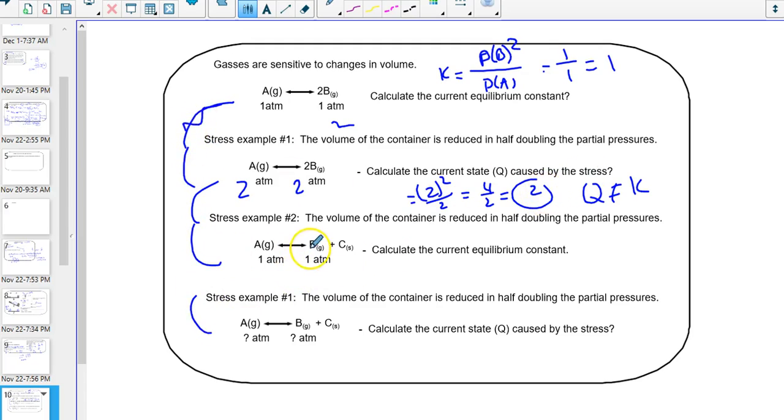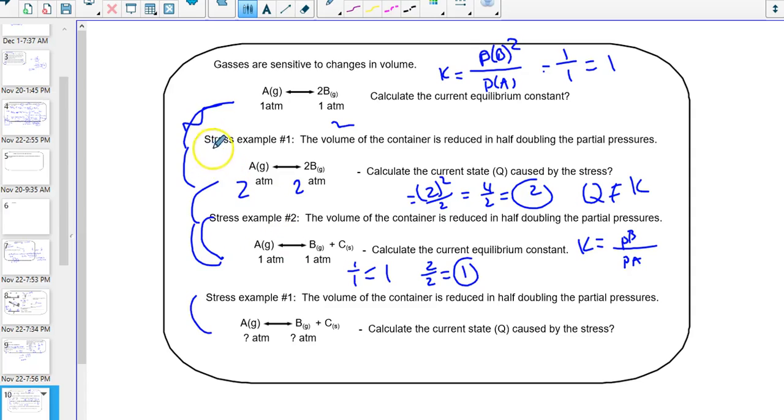This is a little different situation here. Okay, so this one, my K value is equal to the partial pressure of B over the partial pressure of A. There's no squaring here. The solid's not included. So I'm going to go from 1 over 1 equals still 1. Okay, cut the volume in half. I'm going to get 2 over 2 equals 1. In this situation, example number 2, I cut my volume in half and I didn't deviate from my K value.